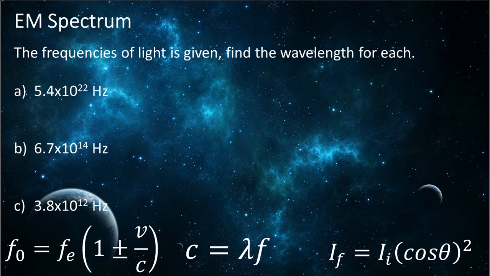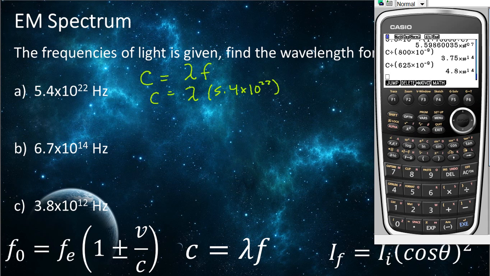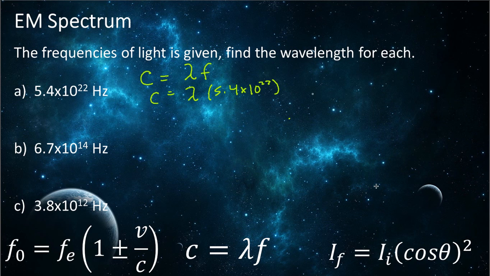All right, let's take a look at the next set. We're going to go the other way, and it's really going to be the same thing. The frequencies are given. Let's find the wavelength. So we're going to use that same formula, c equals lambda f. c is the speed of light. This time we're finding lambda. And our frequency is 5.4 times 10 to the 22nd. So it actually works out exactly the same. c divided by, I'll throw this in parentheses, 5.4 times 10 to the 22nd. And 5.56 times 10 to the negative 15th.